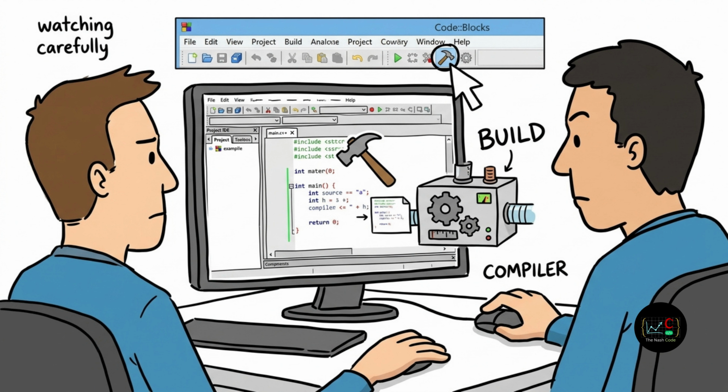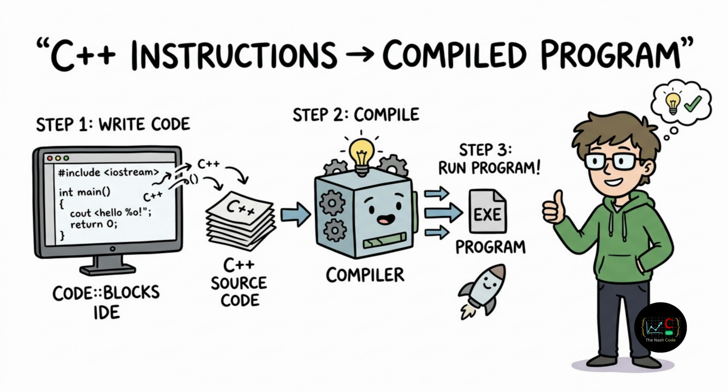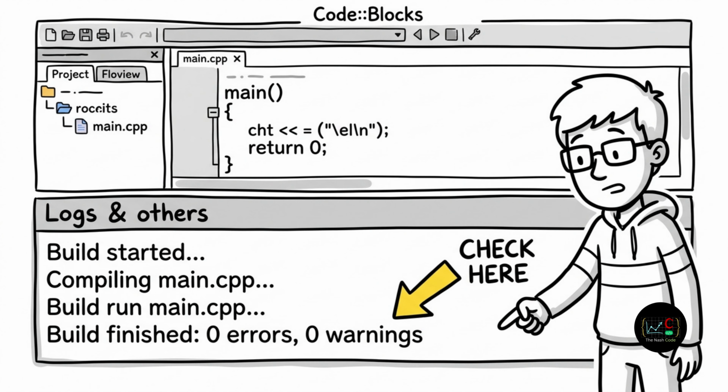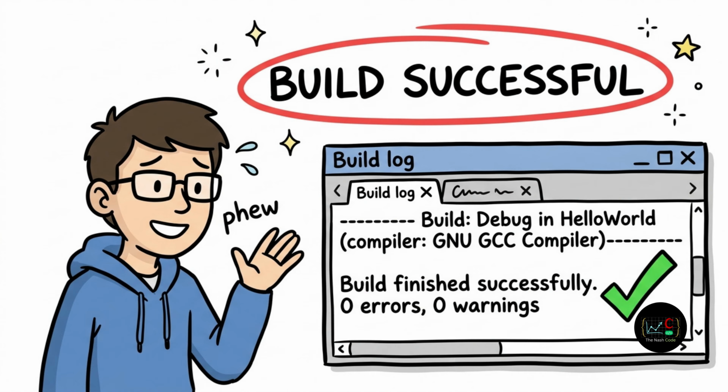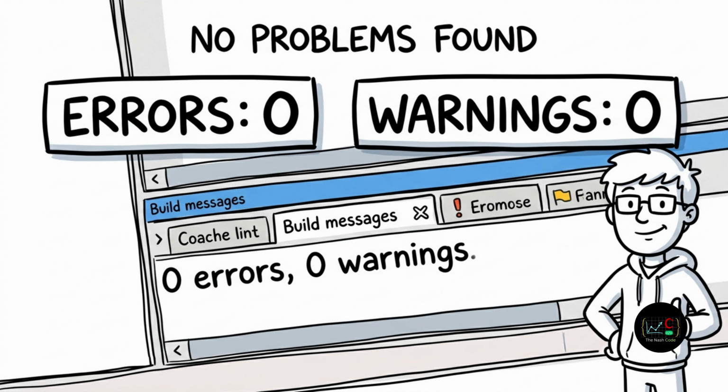Next, we need to build the program. Click the Build button. Code::Blocks will take the C++ instructions you've written and compile them. If everything is okay, you'll see information in the bottom section. You might see something similar to: Build finished successfully. 0 errors, 0 warnings. That means Code::Blocks didn't find a problem while building your program.